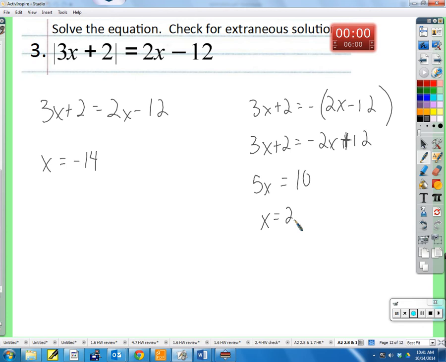What do we find out when we check both those solutions? Mitch? There's no solution. Neither one of them work. Both of them give us negatives on the right side.